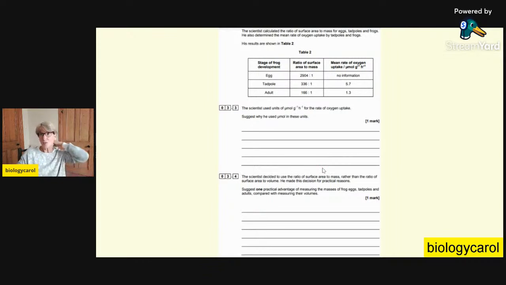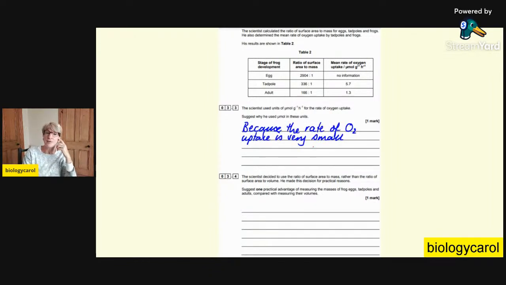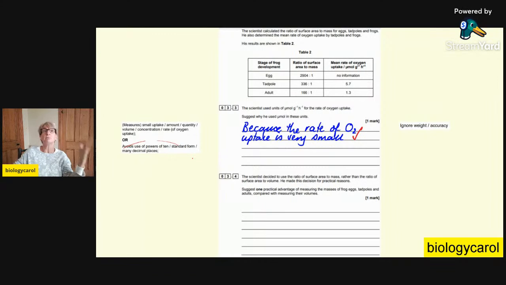And the most obvious thing that I thought of is that it's just a really tiny amount of oxygen that is being taken up in that period of time. So that's what I put, and that's what gave me the mark here. I didn't think of this, but it is obviously also true. If you're talking about moles, you'd be having multiple decimal places rather than just making the unit micromoles. So that's perfectly reasonable, but I didn't think of it.